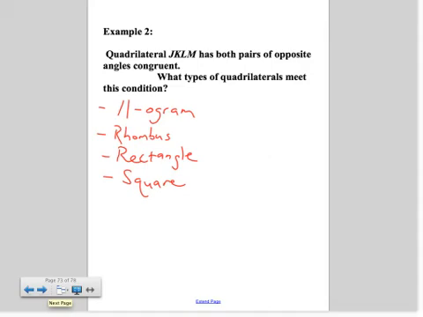Okay, so at the very least, we know you're a parallelogram. Have to be a parallelogram. Could be a rhombus, could be a rectangle, could be a square. Okay, so it says what types of quadrilaterals meet this condition. All of those meet that condition. Okay.